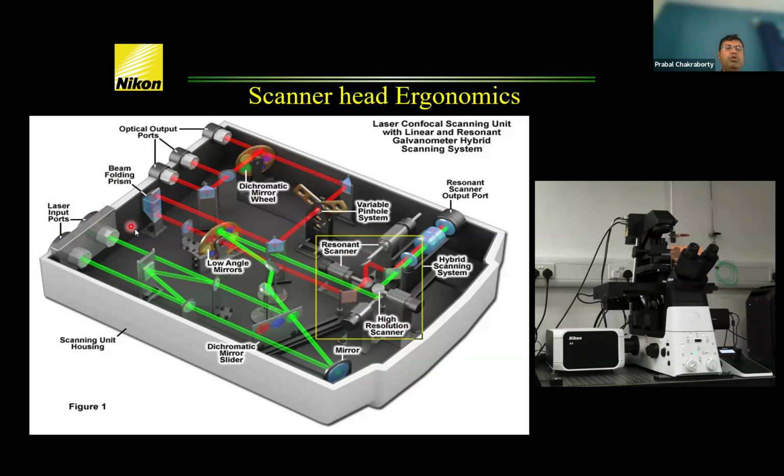This is the laser input port and output port, and this is the pinhole system. There is a variable pinhole which can change its diameter based on the wavelength and the objective you select, and it collects the information after discarding the out of focus light as much as possible. So that is the design of the scan head that we can generally see on the left side of the microscope.